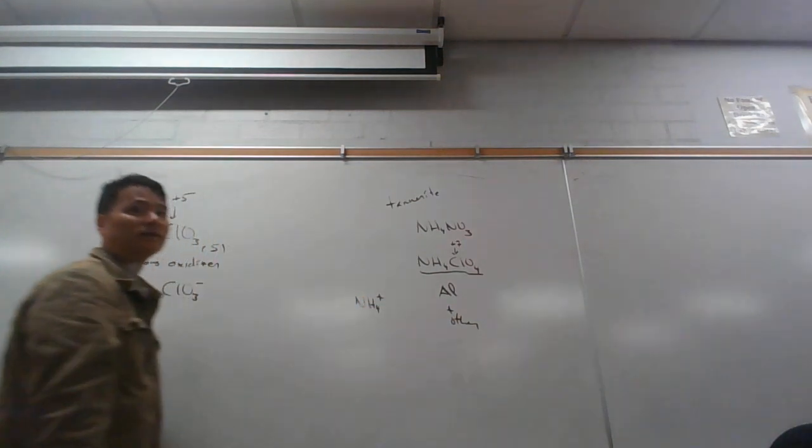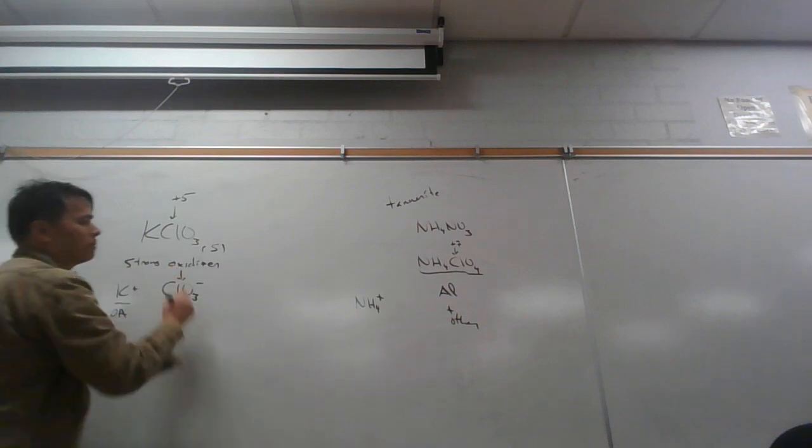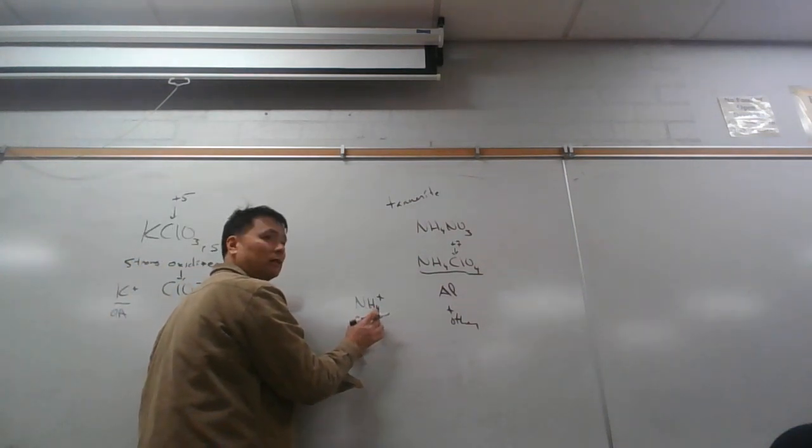They're both +1. They're both soluble when combined with other anions, but their redox properties are quite a bit different. What's different between potassium ions and ammonium ions? Well, potassium ions are an oxidizer, but they're extremely poor. They're very, very weak. They're the second worst oxidizer on the chart. What can you tell me about ammonium? Ammonium is a reducer.